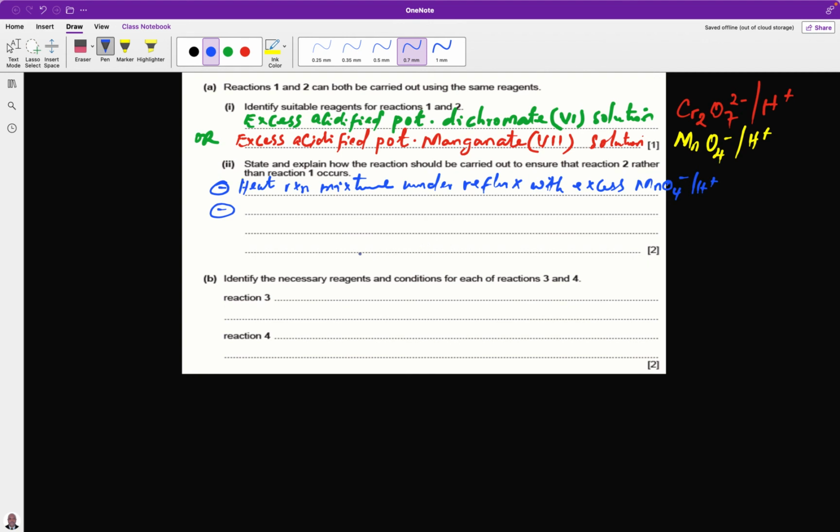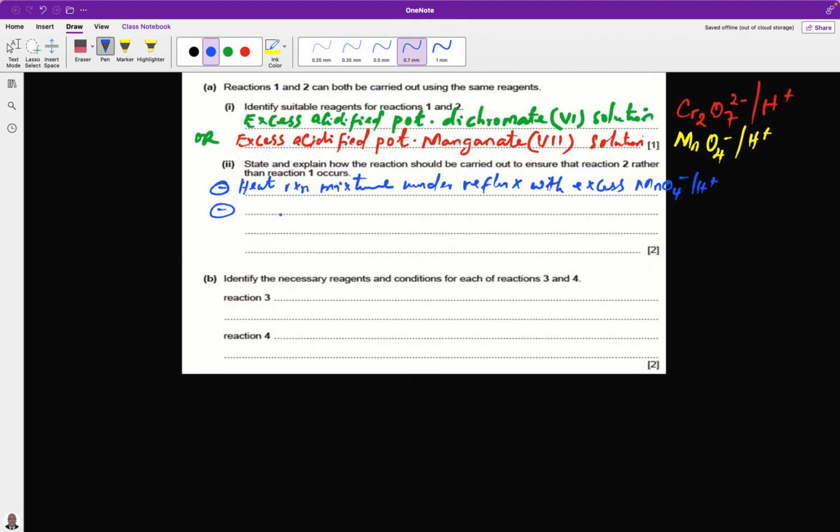The product formed. Now, you are answering the second section of it. Explain how the reaction should be carried out so that only 2 rather than 1 is formed. You now say when propanol is formed, it should be distilled immediately, because if allowed to stay for some time, it will undergo further oxidation to form propanoic acid.